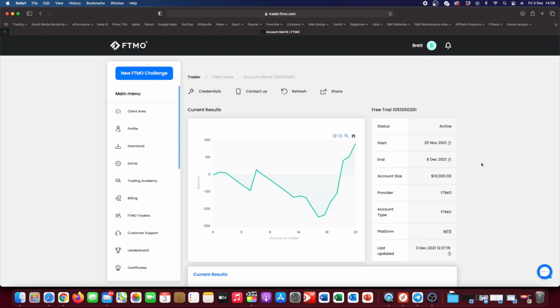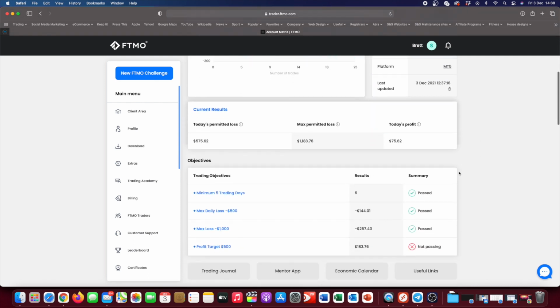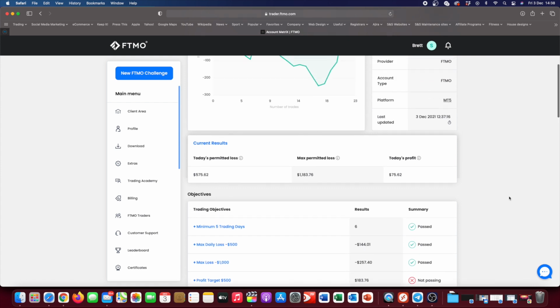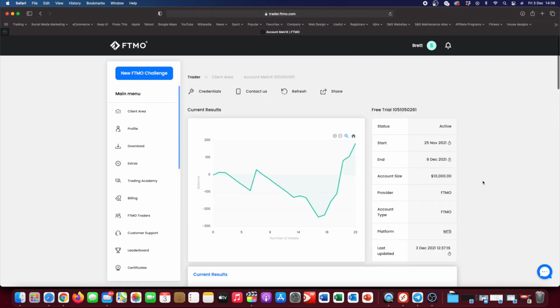So currently sitting on 6 days. We have still got 4 days to make about 320 odd dollars. So very doable considering we've just made 400 in like 2.5 days. So I'll keep you guys updated on that as well.